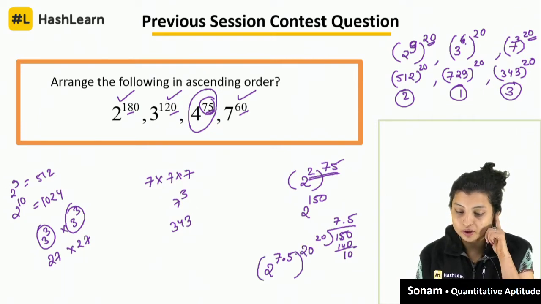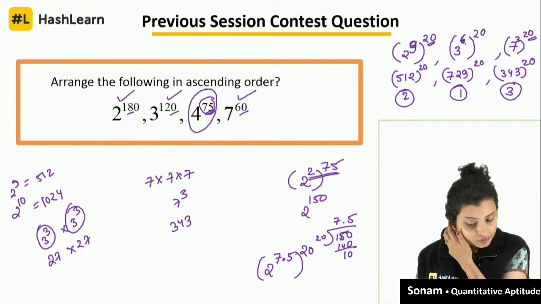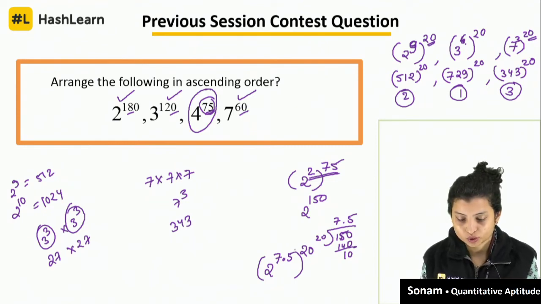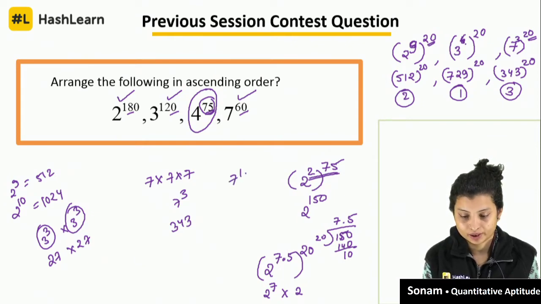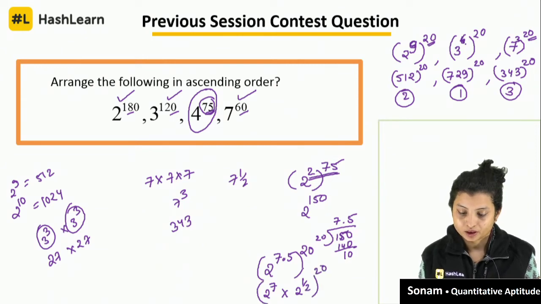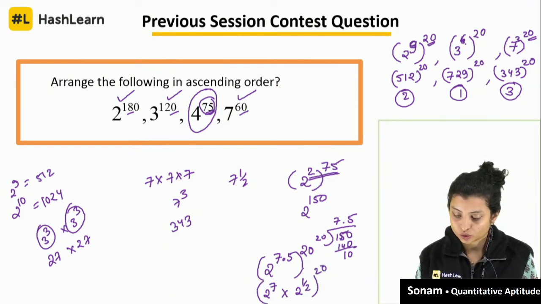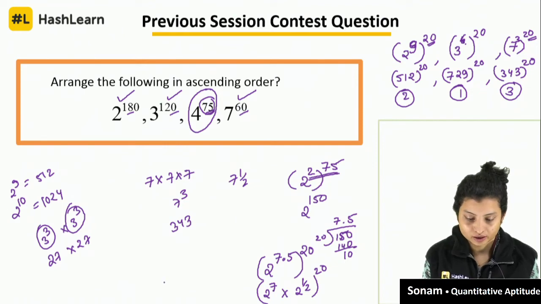Okay, so 2 power 7.5 will be how much? Tell me. 2 power 7.5. Okay, let's do the rough calculation for it. So 2 power 7 into 2 power half, this is 0.5, isn't it? So this is 7 and 1 by 2, half. Okay, so 2 power 7 will be how much? 2 power 6 we know. How much is 2 power 6? That is 8 into 8, 64. Okay, 64 into another 2, 128, correct?